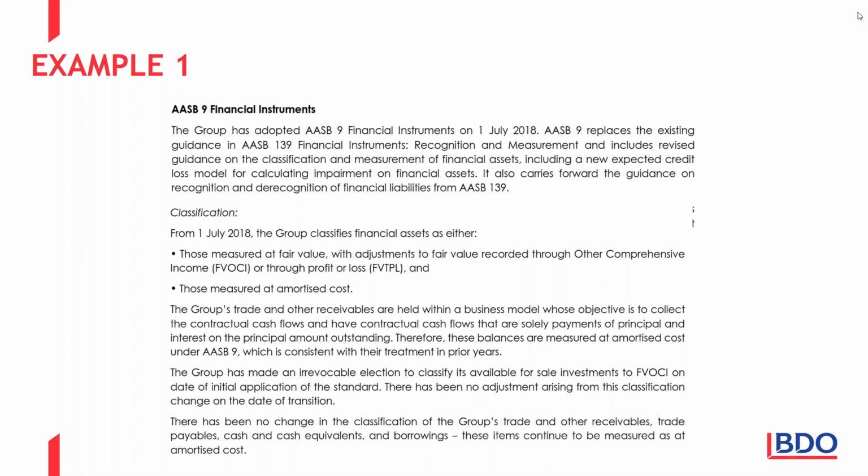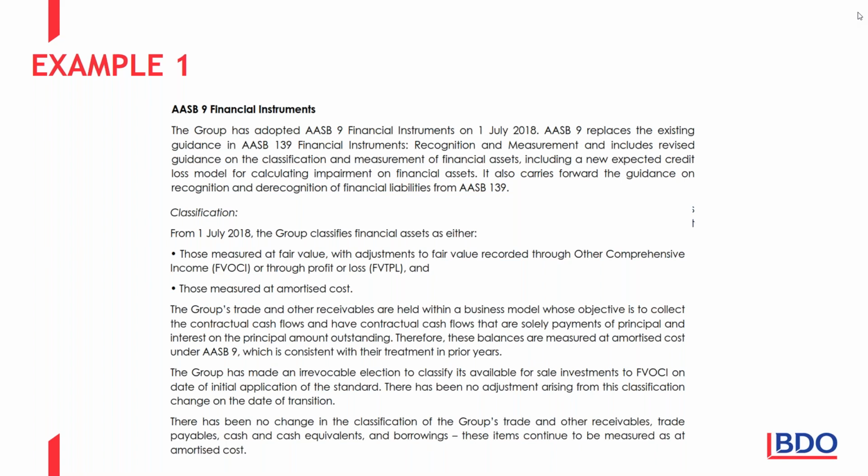And then the important one, in that 4th paragraph, which talks about the trade and receivables, they actually say in the last sentences that the balances are measured at amortized cost under AASB 9. This is for trade and other receivables, which is consistent with their treatment in prior years. Now that's really important, because what you're saying here is the category has changed. We've got this new classification model, but the measurement is still amortized cost.